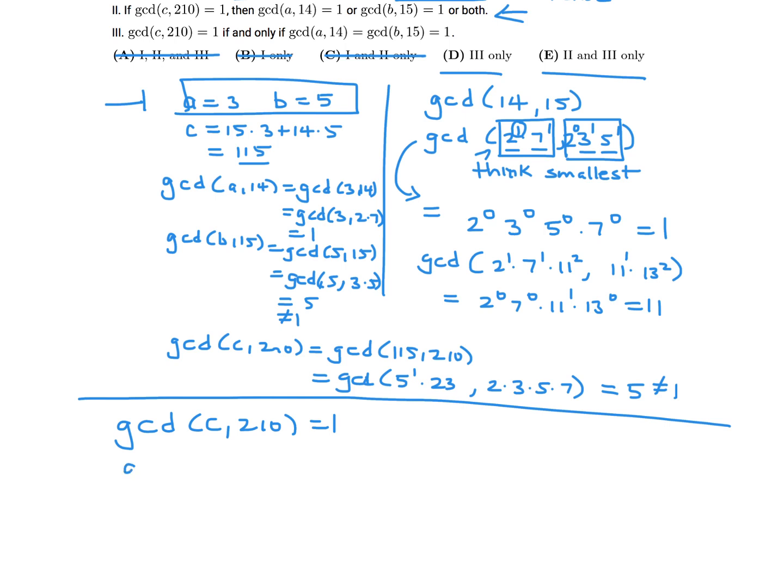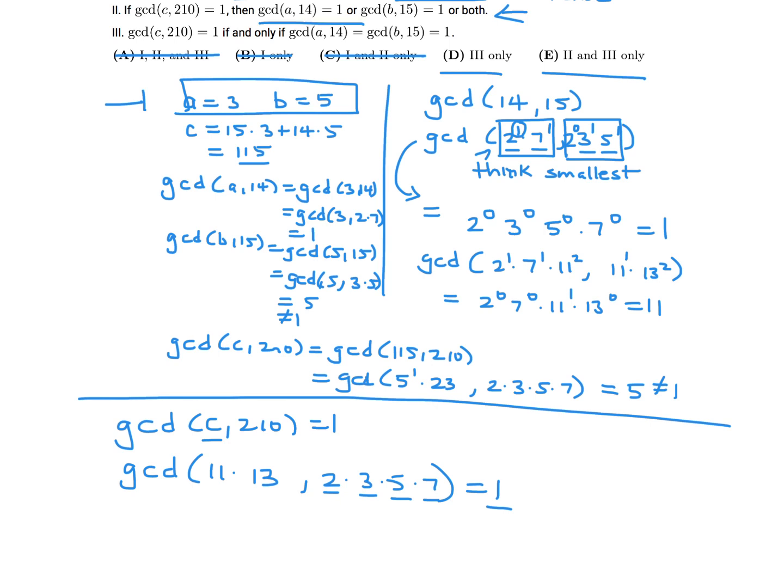If the GCD is 1, that means that C cannot have any of the same prime factors as 210. So what was 210 again? It was 2 times 3 times 5 times 7, right? So C cannot have any of those prime factors. So let's just say it's 11 times 13, because it cannot have 2 or 3 or 5 or 7. Because if it did, the GCD would not be 1. Okay, that takes care of the first part of part 2.